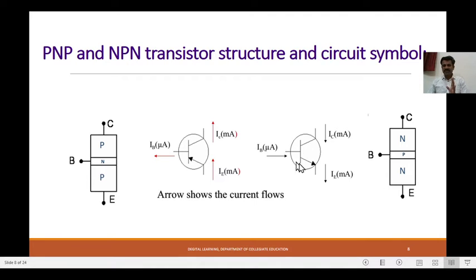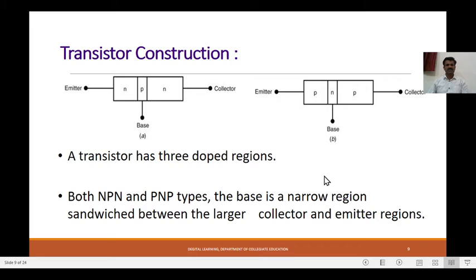Similarly, in case of an NPN transistor, except for this arrow, everything else gets reversed because of NPN. The direction of current flow will get reversed. So this is the collector current IC, base current IB, and emitter current IE. The direction of current flow will get reversed.